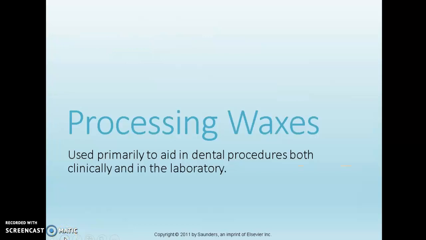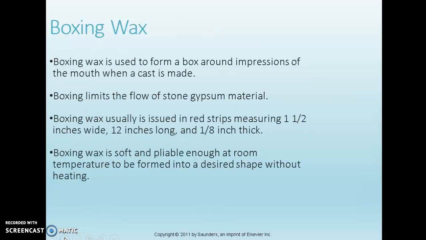Processing waxes are used primarily to aid in dental procedures, both clinically and in the lab. The first one is boxing wax. Boxing wax is used to form a box around impressions of the mouth when a cast is made. This boxing of the impression limits the flow of gypsum or stone material from around the impression. The boxing wax usually is issued in red strips that measure 1.5 inches wide and about a foot long, and it's about 1/8 of an inch thick.